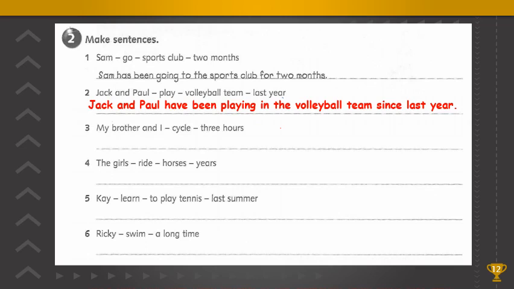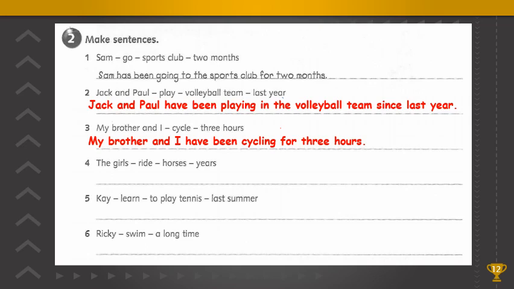Let's move on to the third sentence. My brother and I cycle 3 months. Anyone who would like to do it? Alright, I hope you do it on your own and be able to write the correct answers. Let's try and see if your answers are correct. My brother and I have been cycling for 3 months. Again, there is a time element, 3 months, and we have there the use of for.